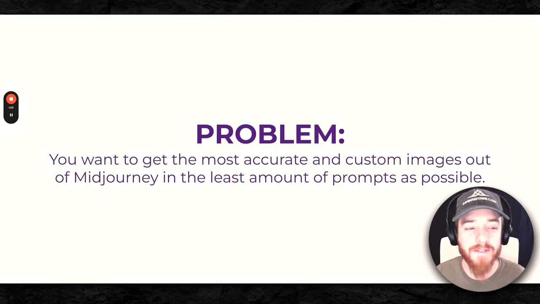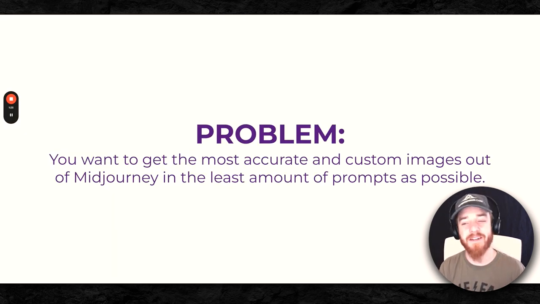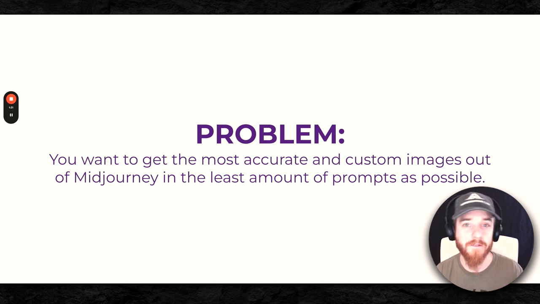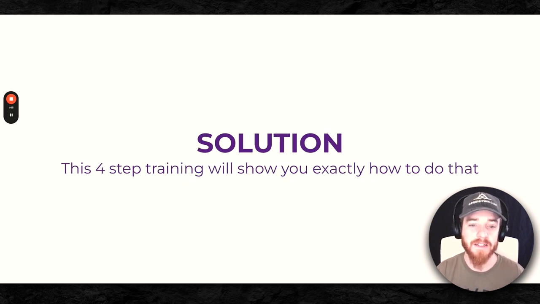So the common problem that I've seen is you wanna get the most accurate and custom images out of Midjourney in the least amount of prompts as possible. And that is something that I've spent a lot of time trying to figure out. I've done hundreds and hundreds, if not thousands of prompts now. And I wanna try to get one prompt to master the one image that I want the first time, instead of having to do it 3, 4, 5 times and regenerate images and doing different versions. I wanted to make that simple for you guys. So the solution I created was this 5-step training that's gonna show you exactly how to do that.